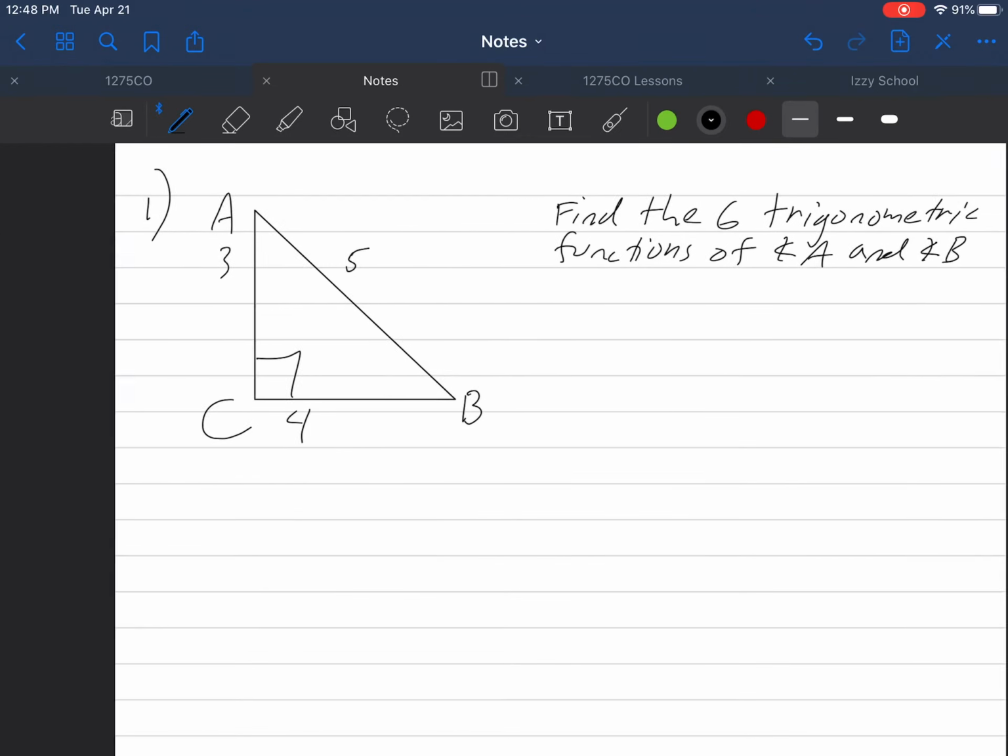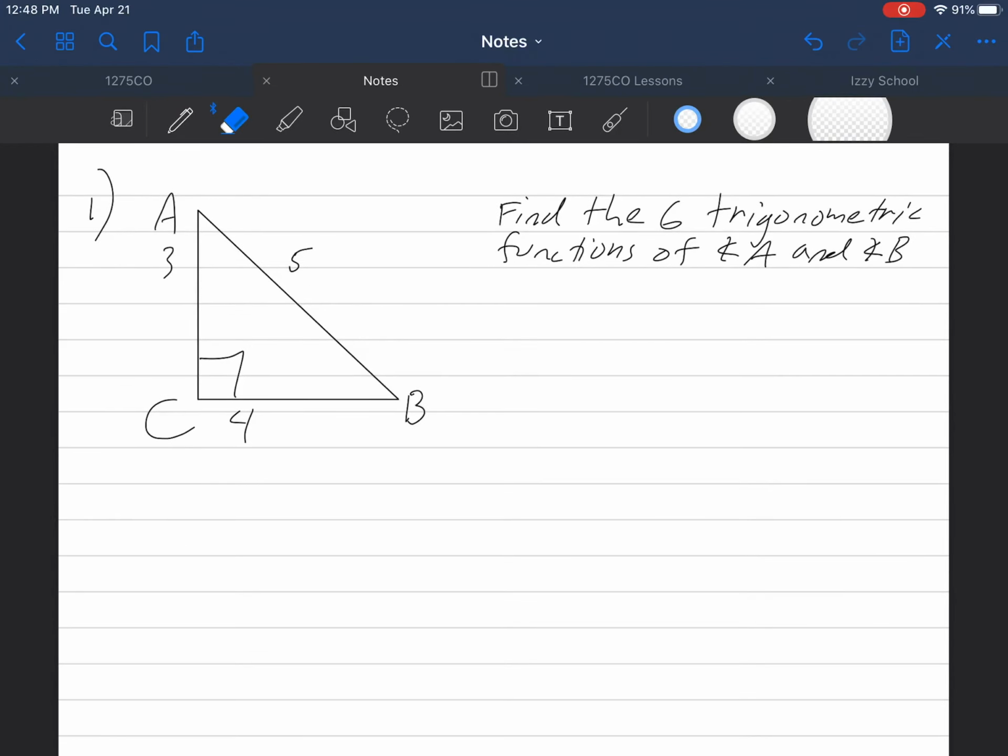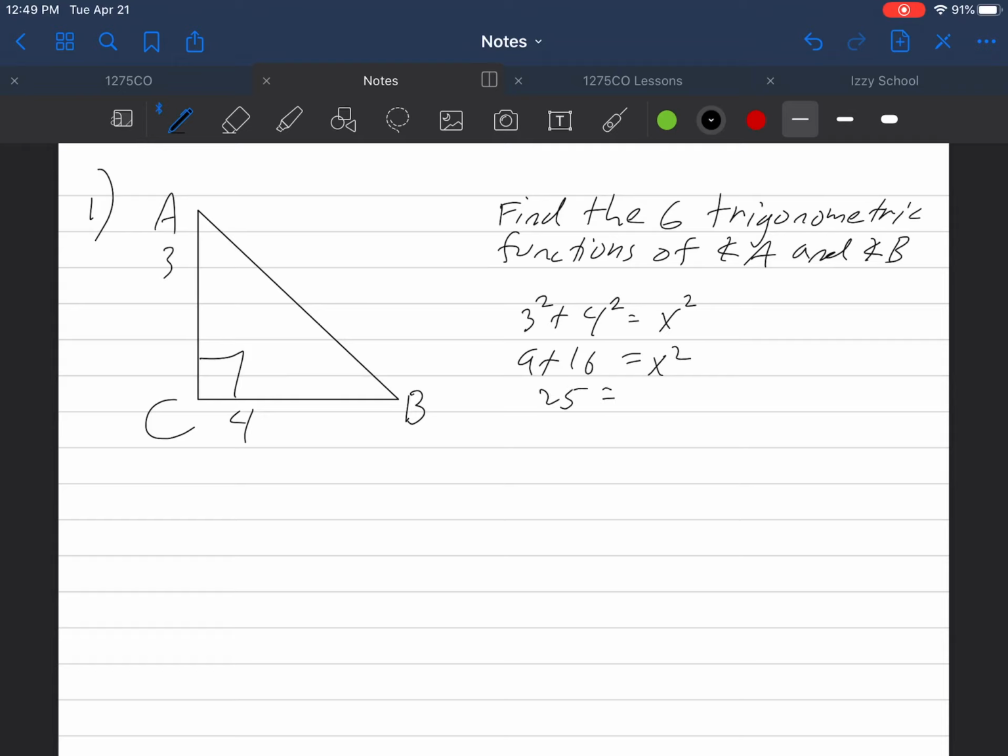Given this triangle here, let's find the 6 trig functions of angle A and angle B. Now, if one of these was missing, we could use the Pythagorean theorem. 3 squared plus 4 squared is equal to x squared. 9 plus 16 is equal to x squared. 25 is equal to x squared. That means x is equal to plus or minus 5 if we solve this equation. Well, since this is a side of a right triangle, then the only value it can be is 5.